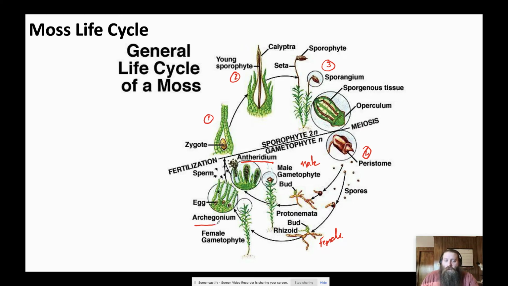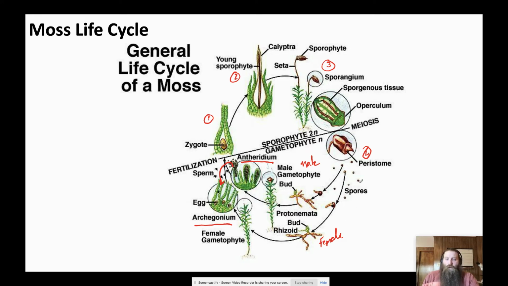It has an archegonium, and the archegonium is the female structure on the plant that accepts the sperm. So you can see the sperm is being released from the antheridium, and it is being taken up by this archegonium, where there is an egg, and that egg is going to become our zygote.